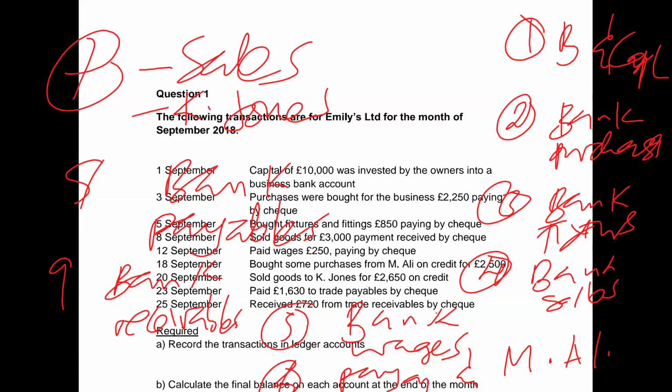Okay, those are the only two. You can balance it off. 3,000. 5650. Okay.